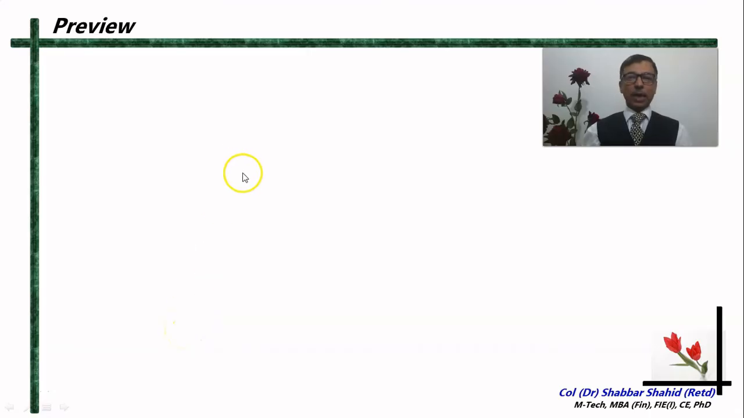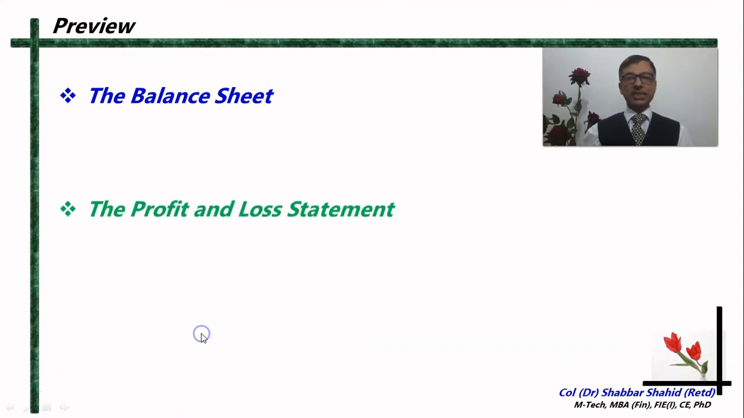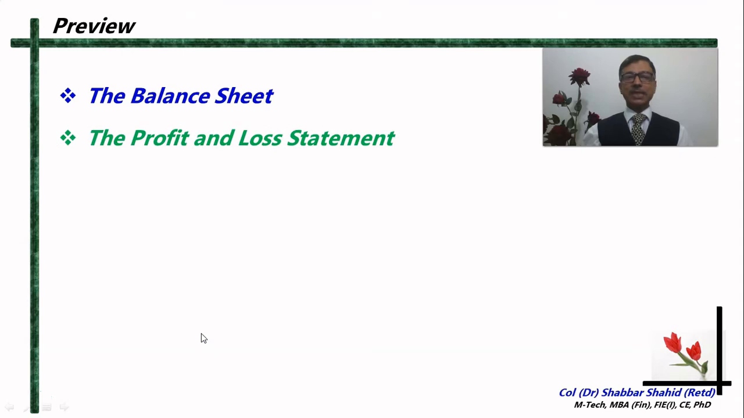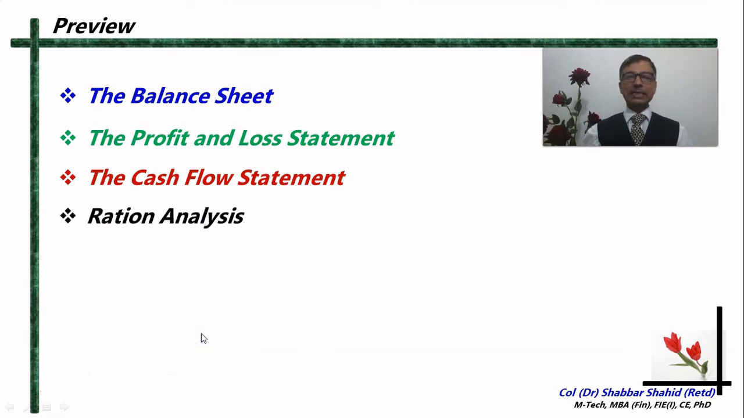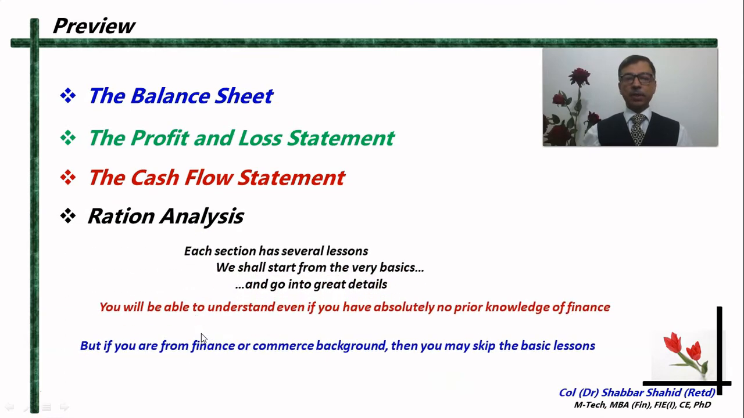Let me give you an overview of what all we shall cover in this course. This course is primarily divided into 4 sections. The first one is the balance sheet. Then we will see the profit and loss statement. Thereafter, the cash flow statement, and then some ratio analysis.